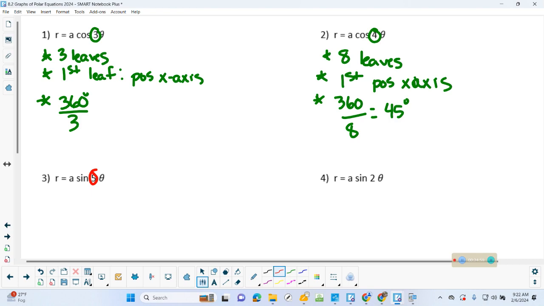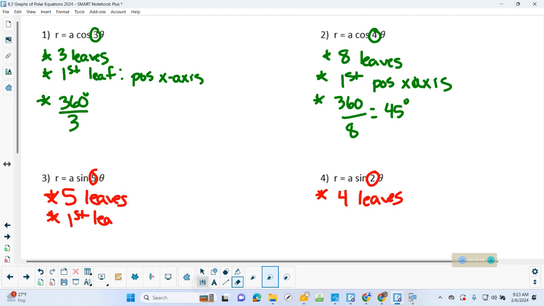Okay, sine. I like the fives, the odd, 5 leaves. The number of leaves works the same regardless if you have sine or cosine. Here, of course, the double, I'm going to have 4. Okay, so for this one, it's a little different to get your first leaf. To do your first leaf on this one, you're going to do 90 divided by, and this one would be 5.